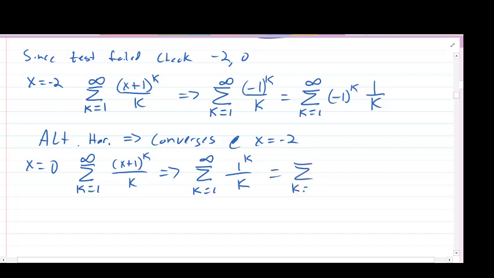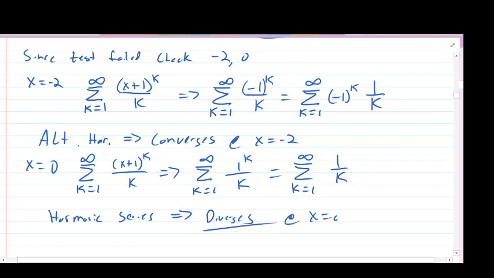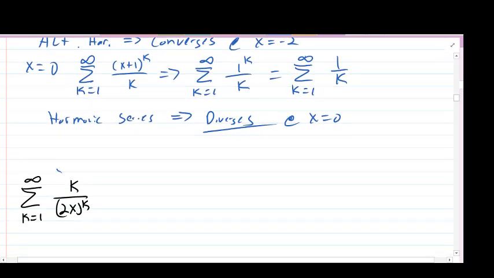The summation as k goes from 1. 1 to the k is always 1, that's 1 over k. This is the harmonic series. So it diverges at x is equal to 0.